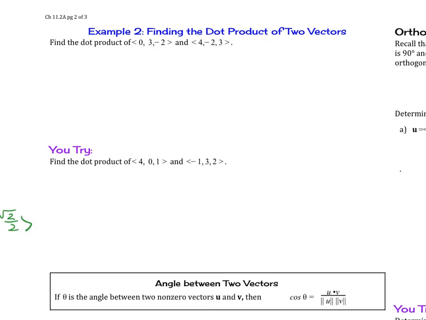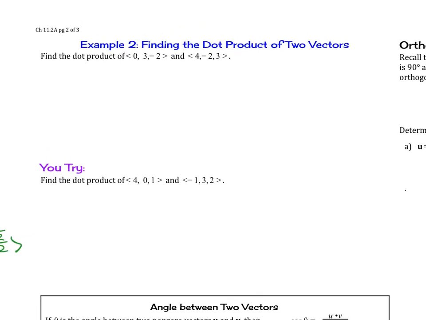Next, let's find the dot product of two vectors. So we have, find the dot product of 0, 3, negative 2, and 4, negative 2, and 3. So we're just multiplying these together. And so what we're taking is 0 times 4 plus 3 times negative 2 plus negative 2 times 3. So this ends up being 0 minus 6 minus 6, or negative 12.